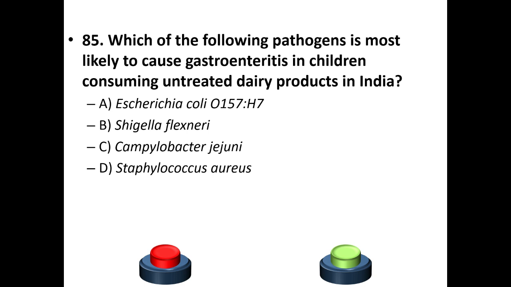Which of the following pathogens is most likely to cause gastroenteritis in children consuming untreated dairy products in India? E. coli, Shigella flexneri, Campylobacter jejuni, Staphylococcus aureus. Your answer is Campylobacter jejuni.